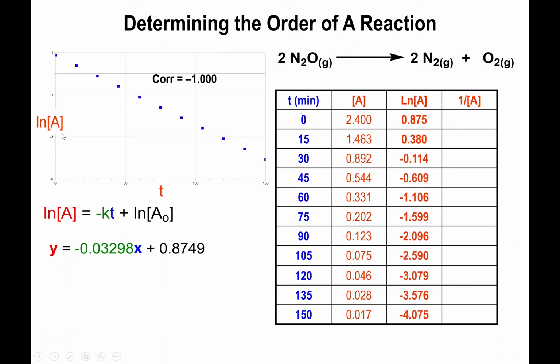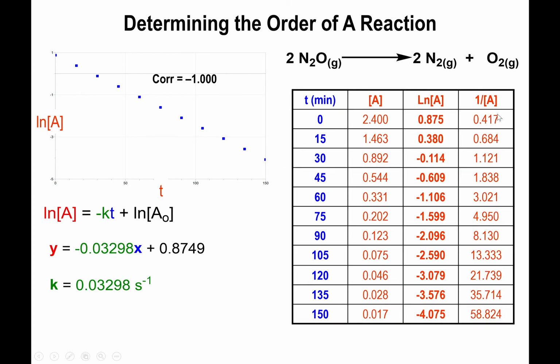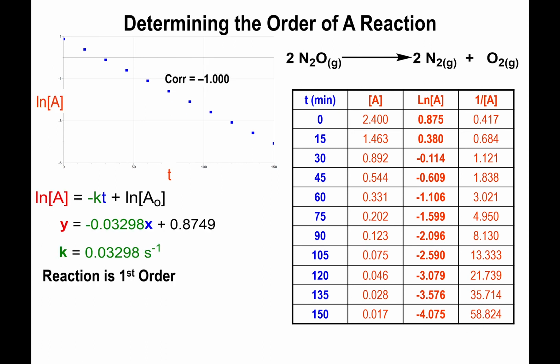So when you do the regression or the trend line for this, you're going to find out that y equals -0.03298x plus 0.8749. And because this is a linear plot when you plot ln of A versus time, not only is this a first order reaction, but that also means that the rate constant has to equal 0.03298. Alright, and here for completion's sake I went ahead and got the values of 1 over concentration, but if you plot that versus time, you're going to find out the line is not as good. So we stick with the first order reaction.